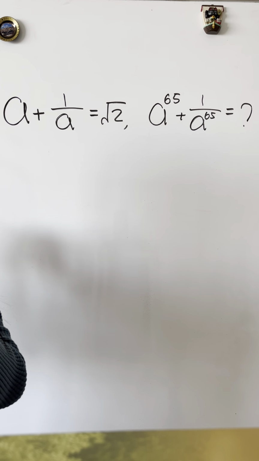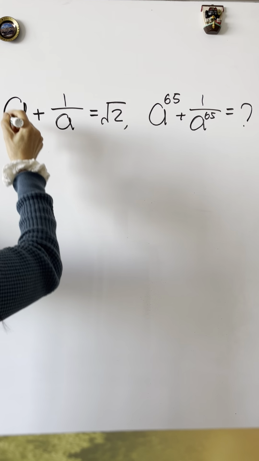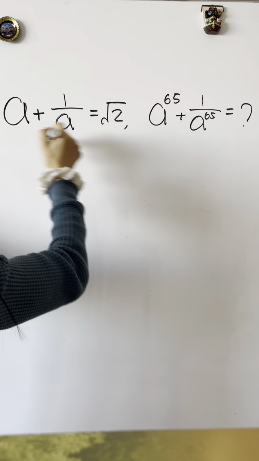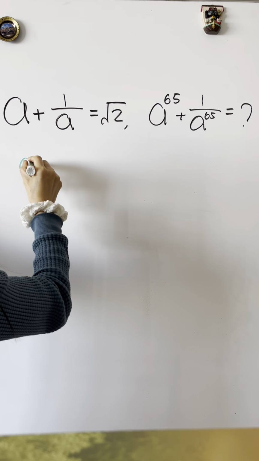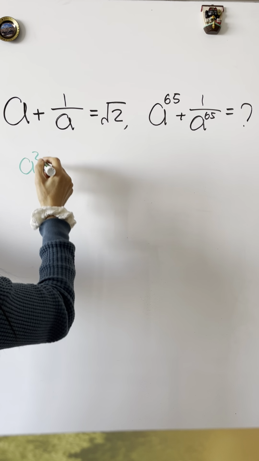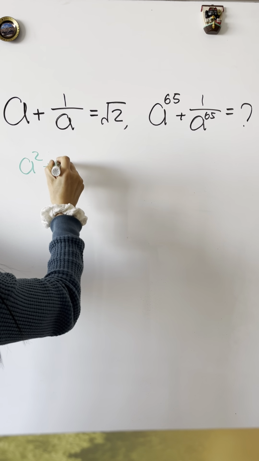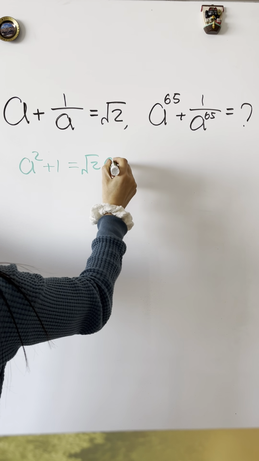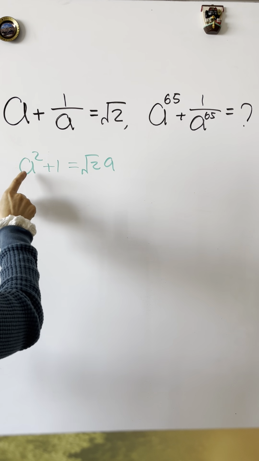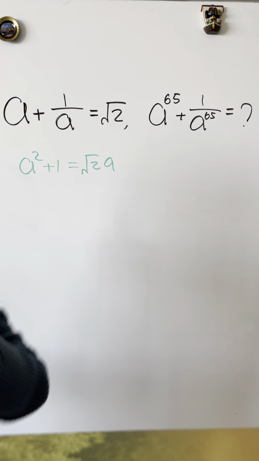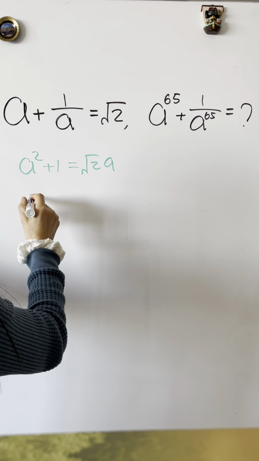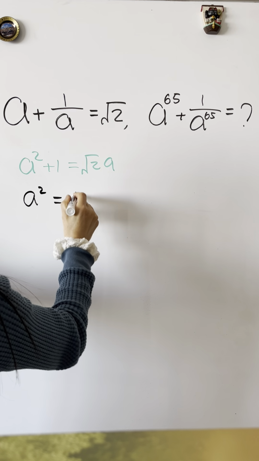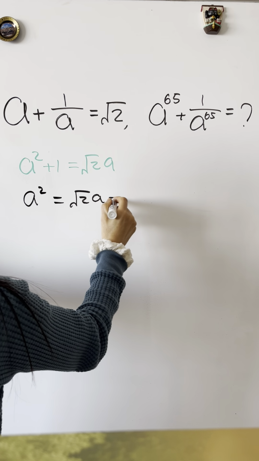Then let's see. So first, I want to multiply by a on both sides. When I do that, a times a squared, a times 1 over a gives me 1. Square root 2 times a, I get square root 2a. Right? So now I get a squared, maybe I write a squared as square root 2a minus 1.